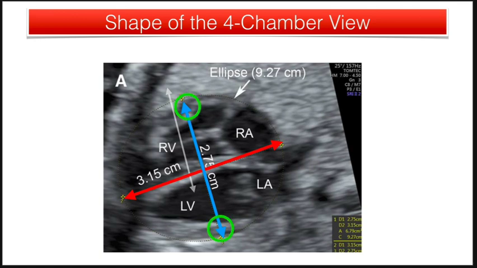In addition, the thickness, identified by the green circles, of the right and left lateral walls was measured at the level of the mid-chamber at end diastole.